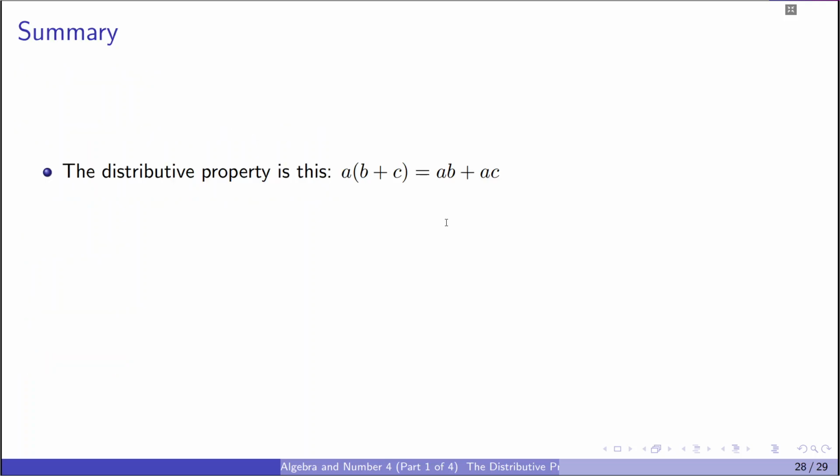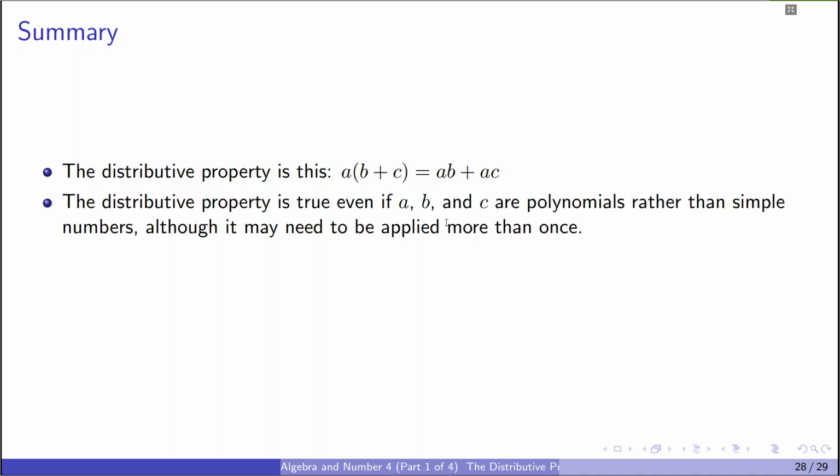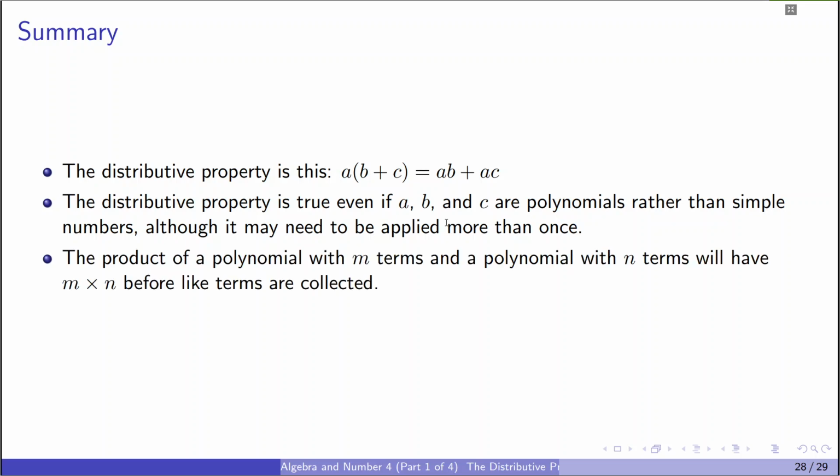In summary, the general form of the distributive property is A times the sum of B and C makes A times B plus A times C. The distributive property is true even if A, B, and C are polynomials rather than simple numbers, but you may need to apply it more than once. The product of a polynomial with m terms and a polynomial with n terms will have m times n terms before the like terms are collected.